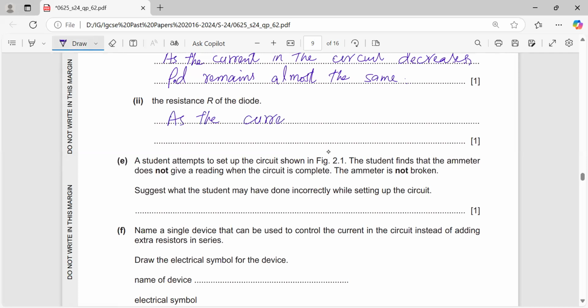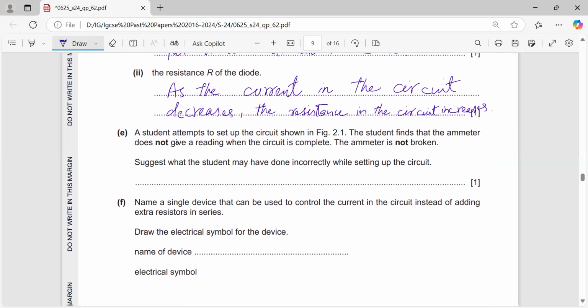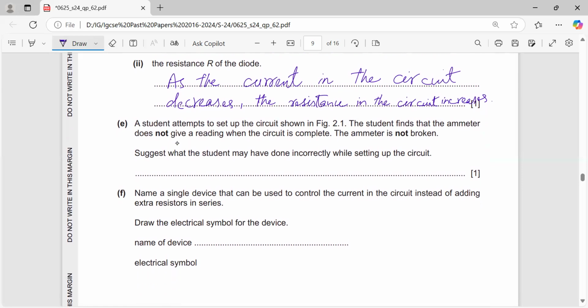As the current in the circuit decreases, the resistance in the circuit increases. So just see the trend in the table and then write the answer. Please, any one of you having any question regarding this, feel free, you can ask me.